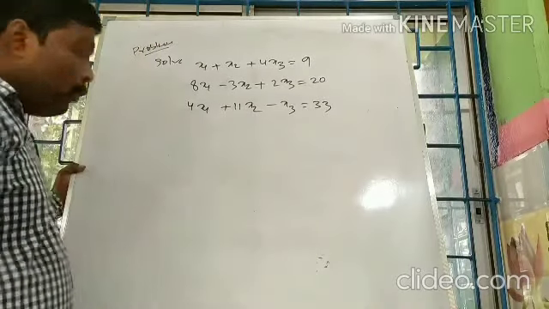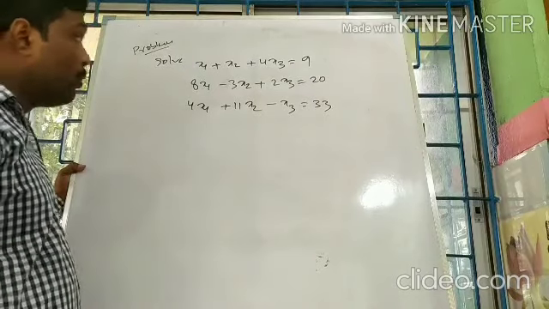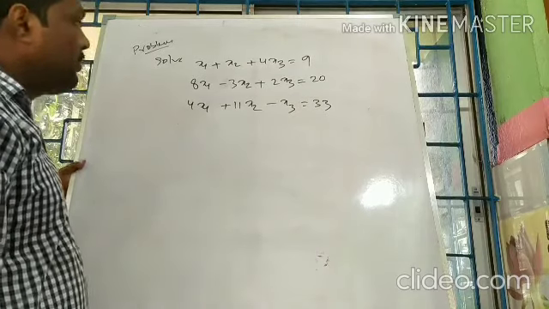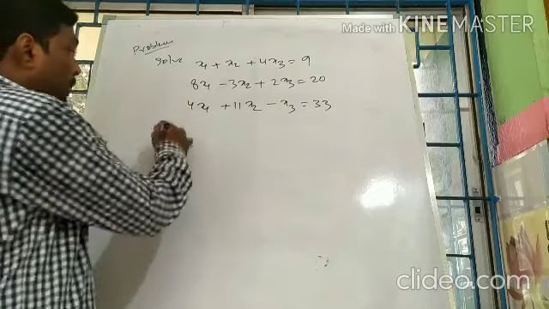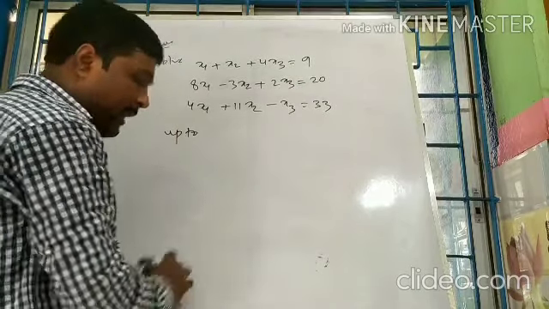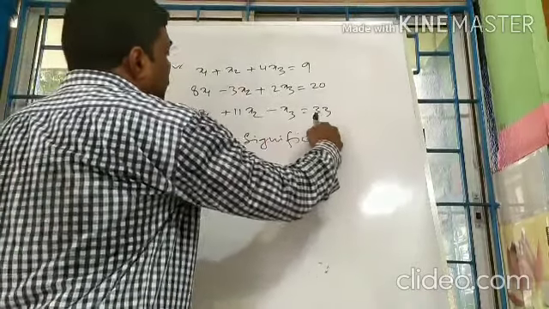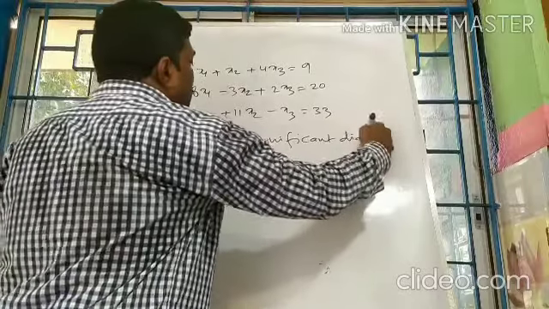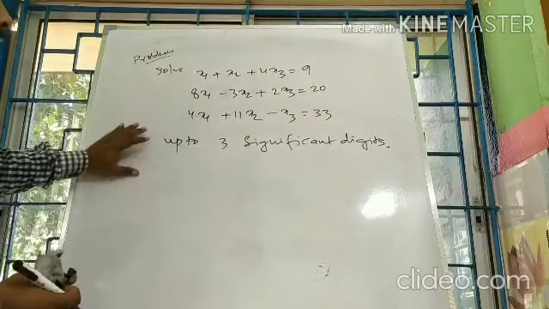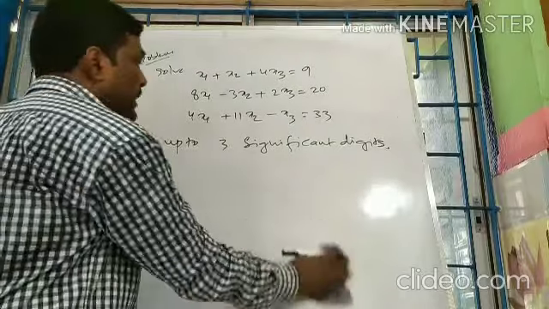x1 plus x2 plus 4x3 equals 9. 8x1 minus 3x2 plus 2x3 equals 20. 4x1 plus 11x2 minus x3 equals 33. Up to 3 significant digits using the Gauss-Seidel iteration formula. Okay, so you have to solve the system of equations using the Gauss-Seidel iteration formula, correct up to 3 significant digits.